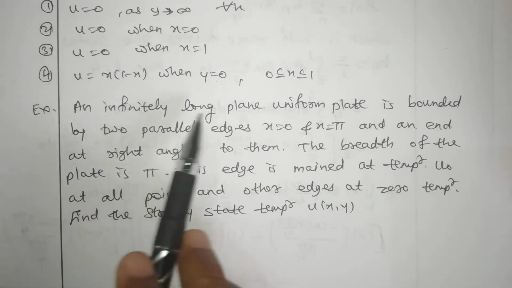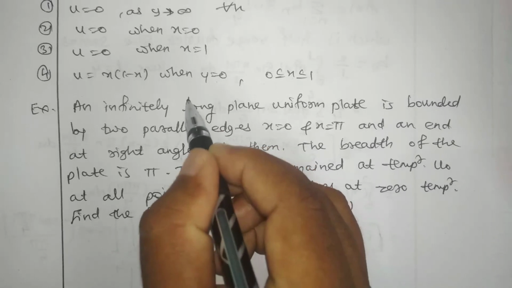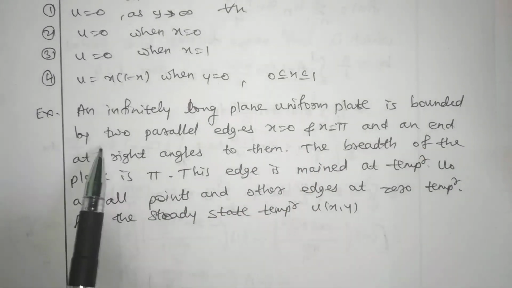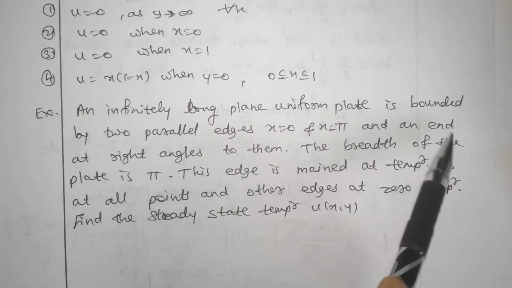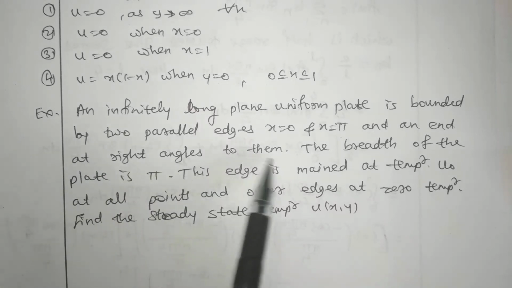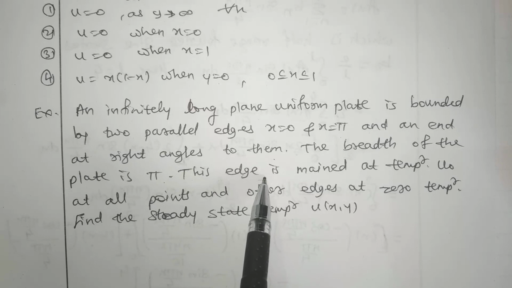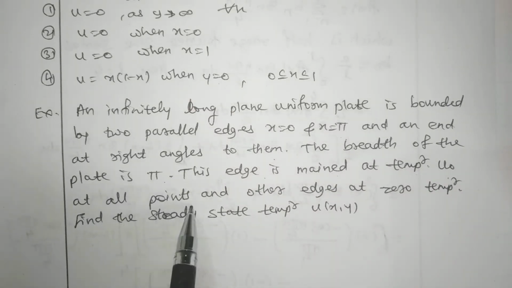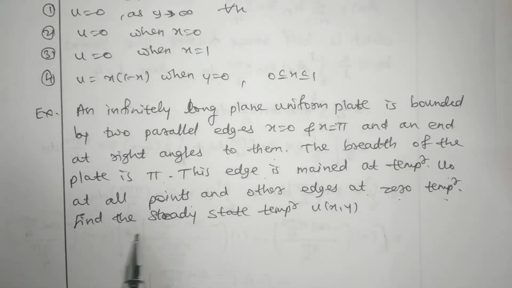an infinitely long plane uniform plate. So here again we have a plate, so for the plate you have to use the Laplace equation. It is bounded by two parallel edges, x is equal to 0, x is equal to pi, and an end at right angles to them. The breadth of the plate is pi. This edge is maintained at temperature U0 at all points, and the other edges at 0 temperature. Find the steady state temperature U of x y.